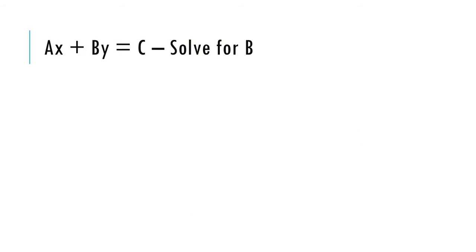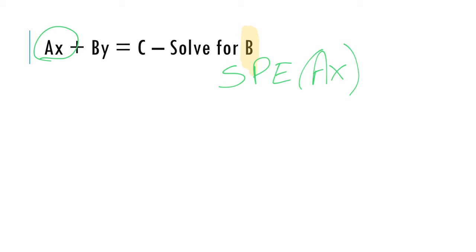Let's look at this again. Let's look at that exact same equation, except this time we're going to solve for b. So we're going to follow a lot of the same process. First thing I'm going to do is I want to get rid of the ax. So this time I'm going to subtract ax. So that gives me by, because the ax is gone, equals c minus ax. Nice and simple, right?